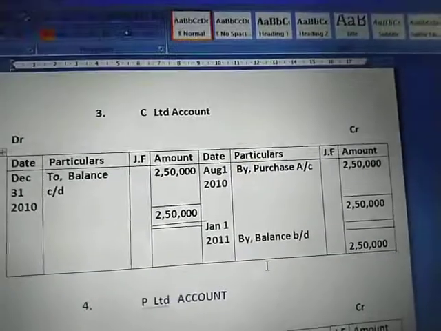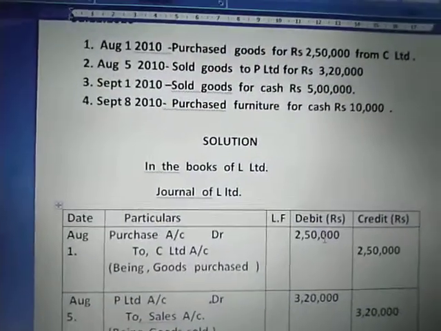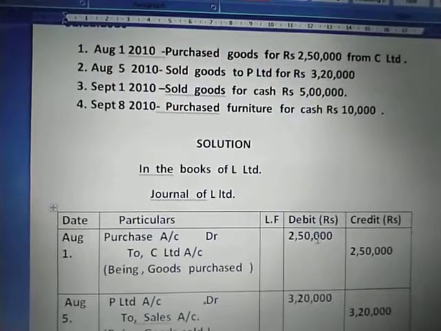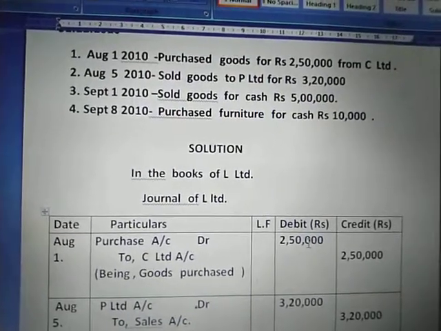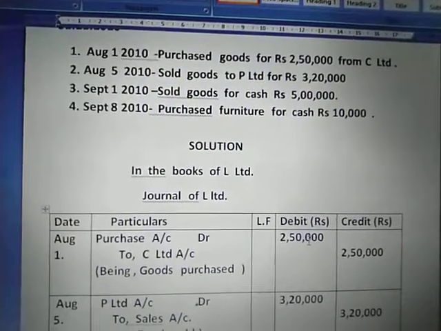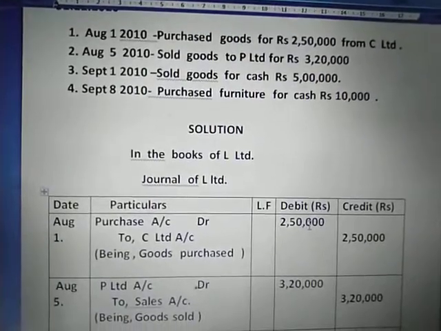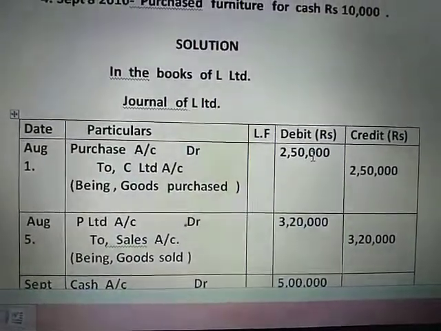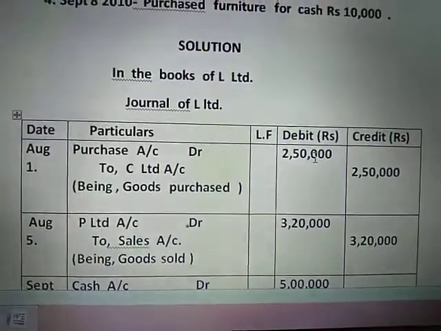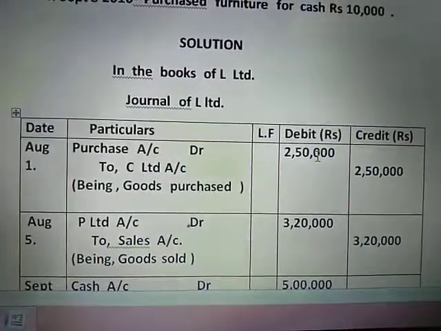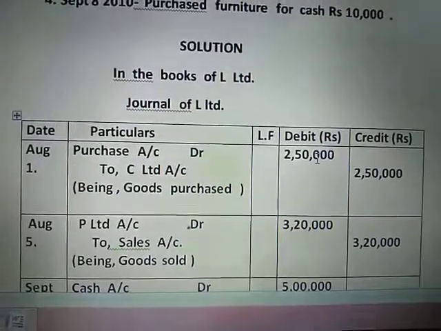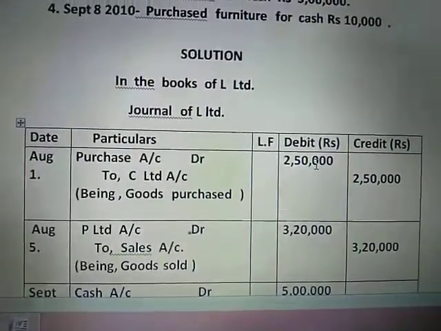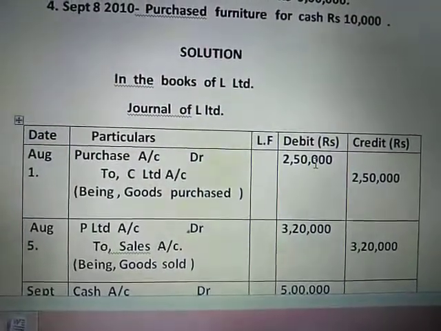Okay, next transaction: we have sold goods for rupees 3,20,000 to P Limited on 5th August. Here the journal entry is P Limited account debit to sales account. The two ledger accounts prepared from this journal entry will be the P Limited account, that is our debtors account, and the sales account.